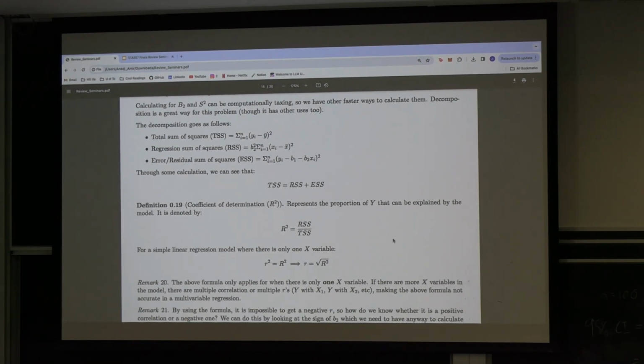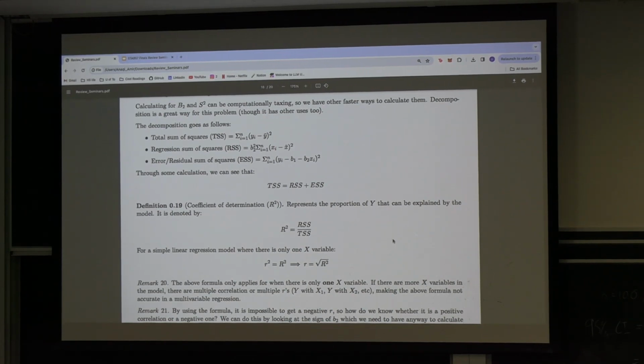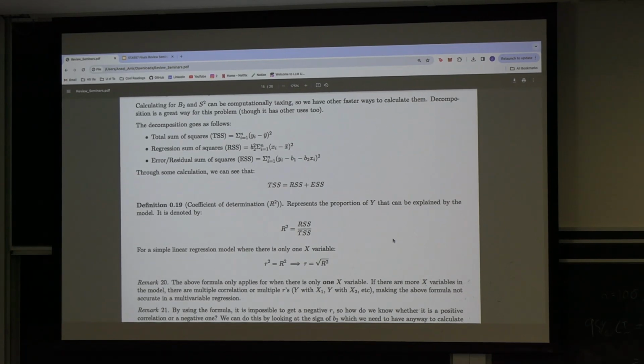And then we can see that basically the total sum of squares is equal to the regression plus the error sum of squares. And this is pretty intuitive if you think about it. Basically, the total sum of squares of your entire model is just what can be explained by the model plus any error that your model can't explain, right? So that's pretty intuitive if you think about it that way.